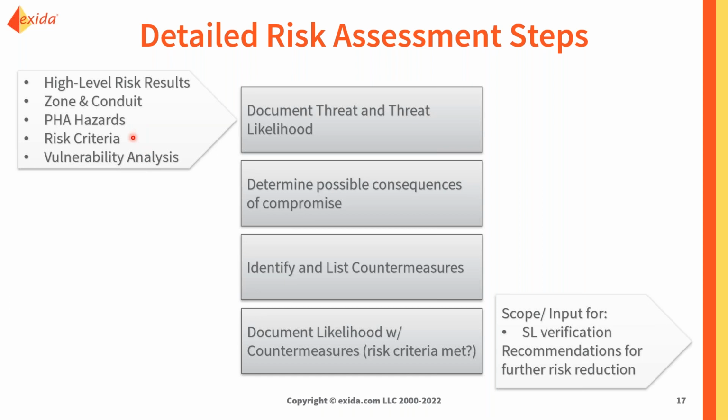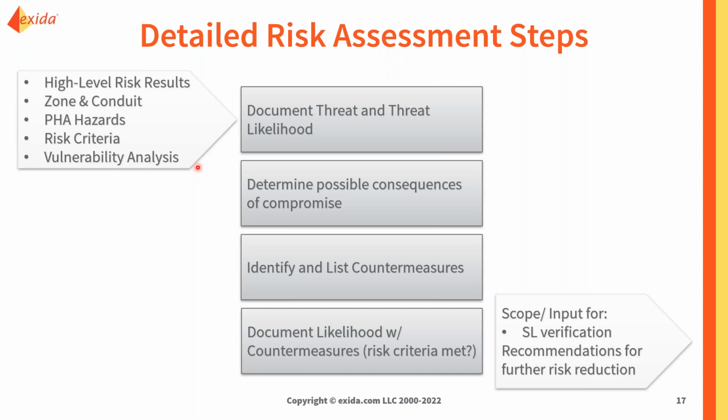Our organizational risk criteria, so our risk matrix, our consequence matrix, our likelihood criteria, really help us rank and consistently assess where a given threat scenario would fall. And then we can also look to have a vulnerability analysis that shows us what are the holes in our current system, what software vulnerabilities are currently in place that attackers could exploit.